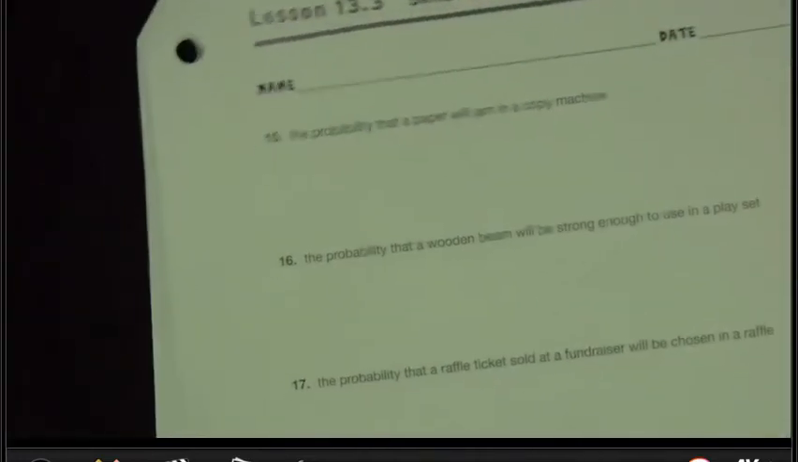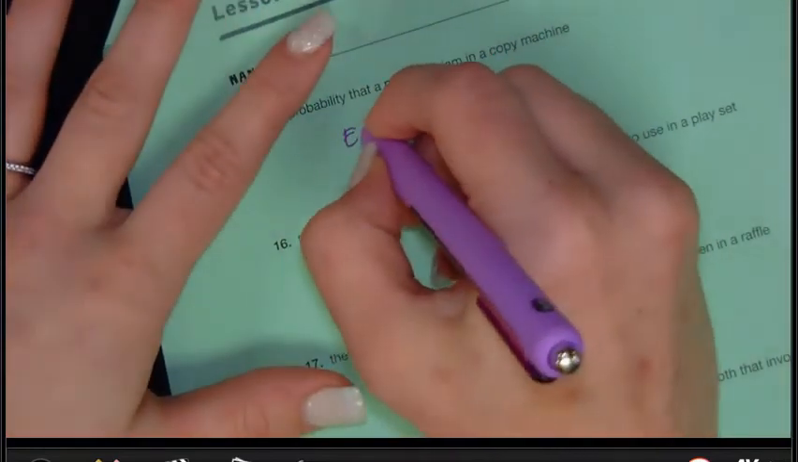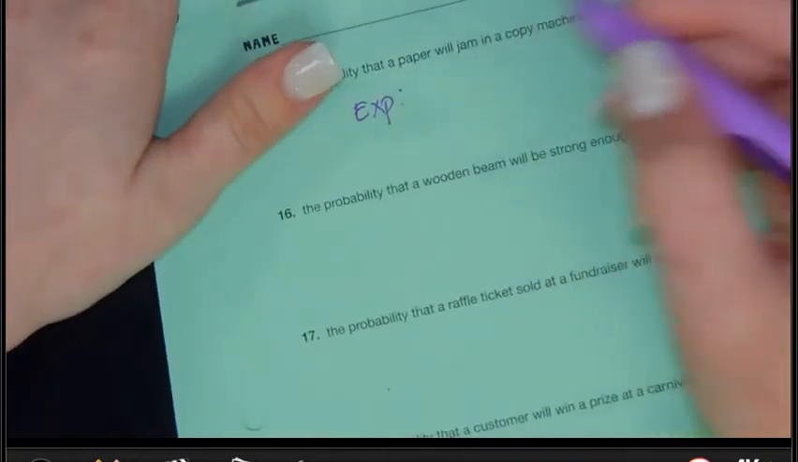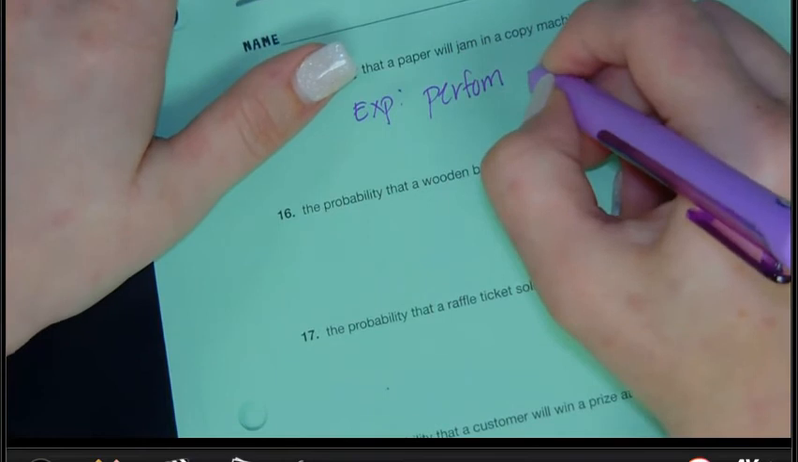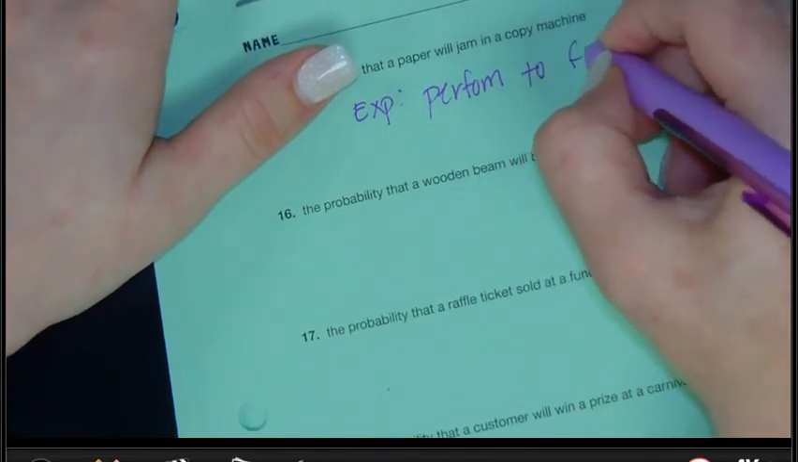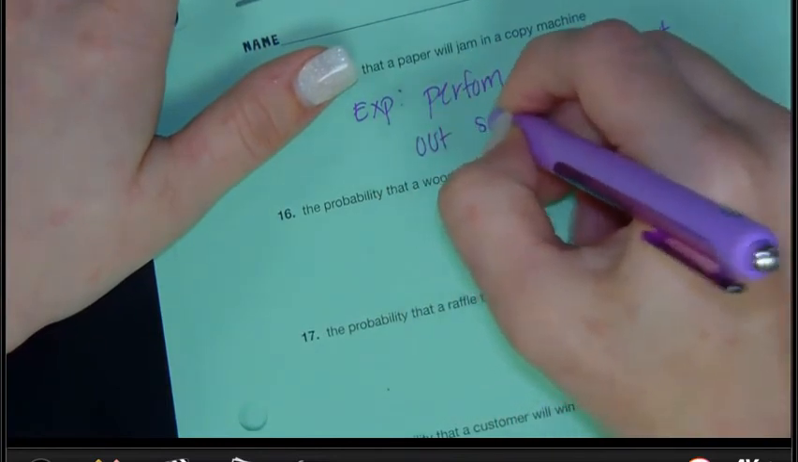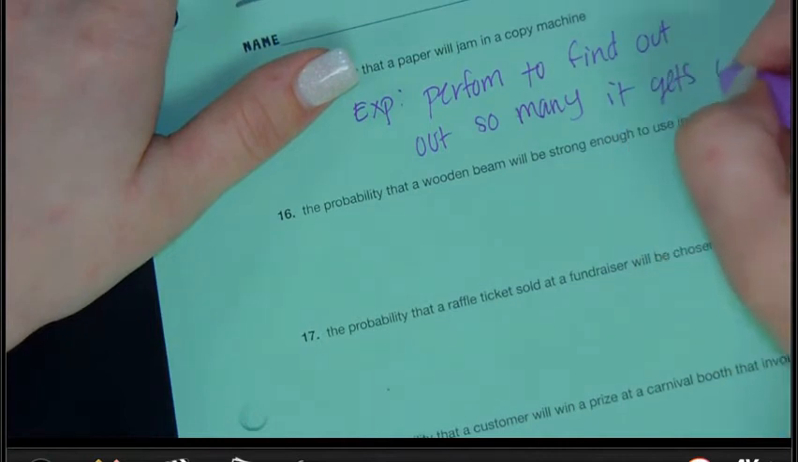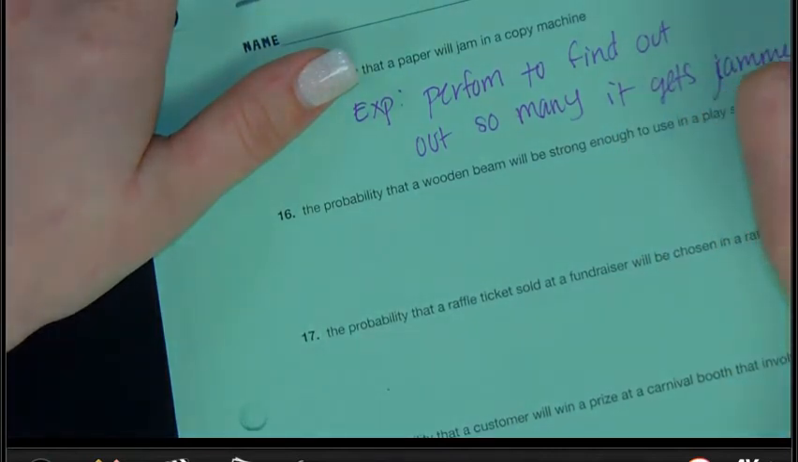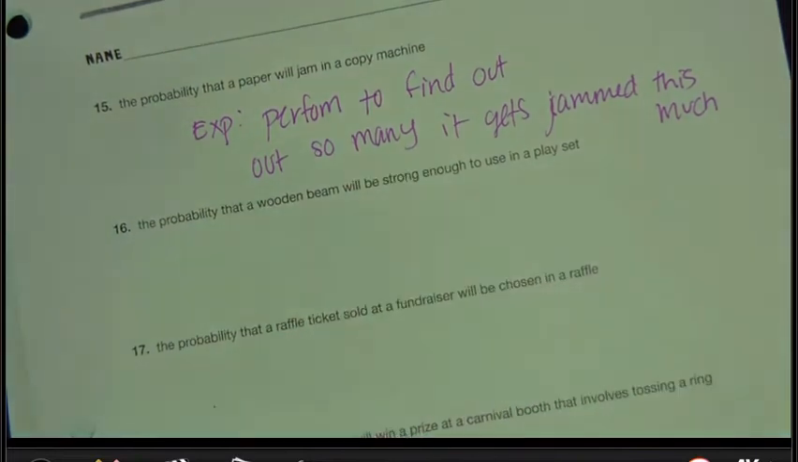Okay. All right. Number 15, the probability that a paper will jam in a copy machine. This is experimental. You hear your teacher say it all the time, like, man, that copier always gets jammed. Well, this is by them going up to the front office and making all of the copies, and they're going to say out of so many, it gets jammed this much. Okay. We can say in theory it would, but more so this needs to be an experimental probability.